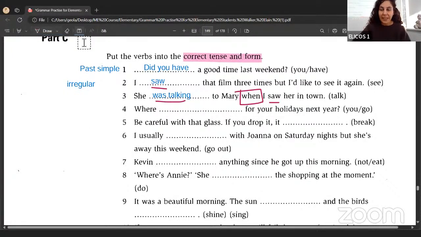Number 4, where? Will you go? Now let's look at the time, yeah, next year. So it's still in the future. So where?